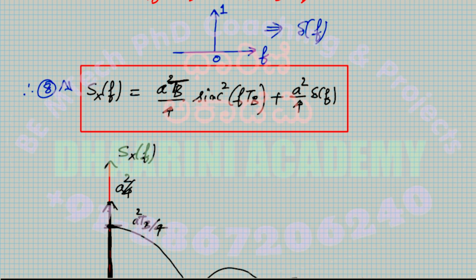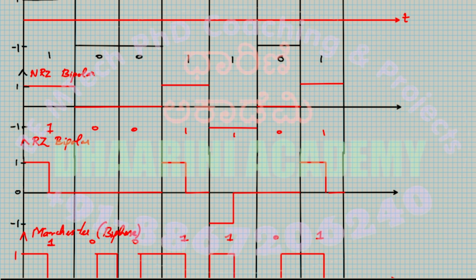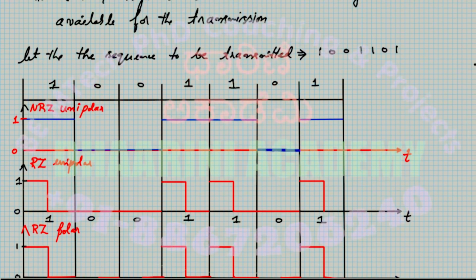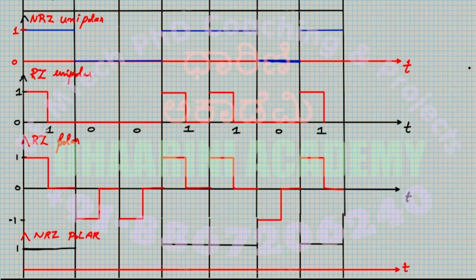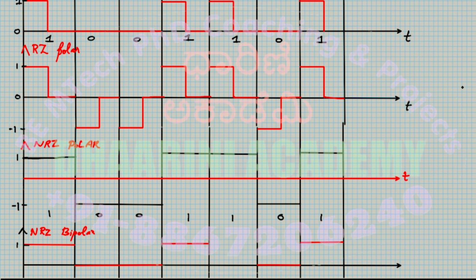Okay, right? So that's notation for this. That's the second one, RZ unipolar. Then we have RZ polar, right? It is return to 0 but polar. When we say polar, there will be two different poles, polarities.